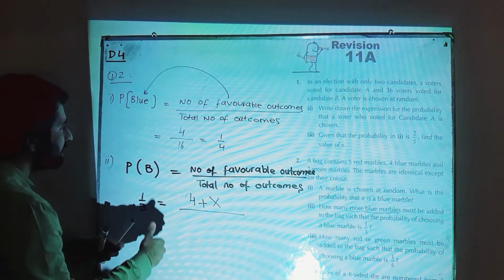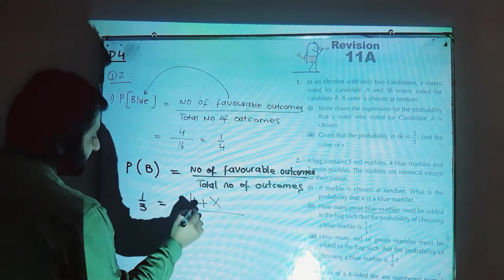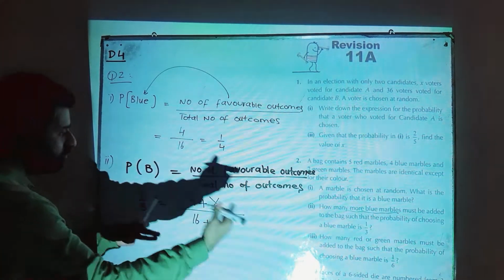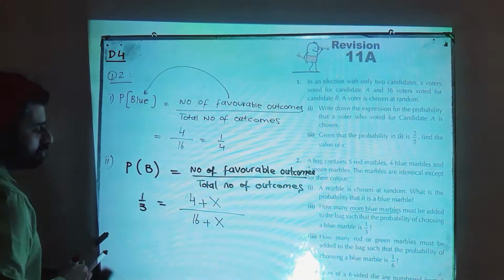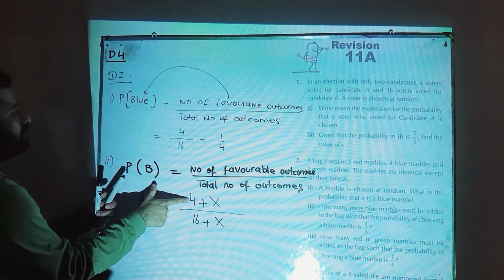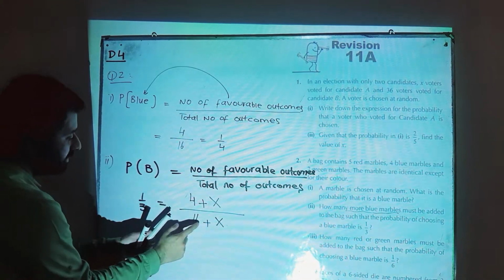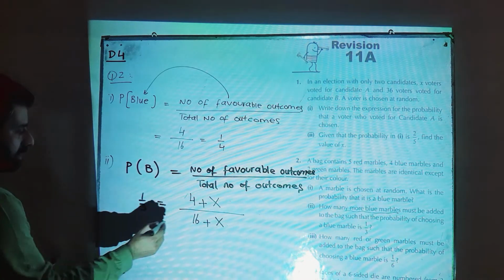So we have added X more blue marbles, while the total number of marbles was 16. Because we have added some blue marbles and we don't know their quantity, let it be X. This X will be added to the blue marbles because you are adding blue marbles in the bag, and it will be added to the total as well, because the total is being increased by some amount. Cross multiply.